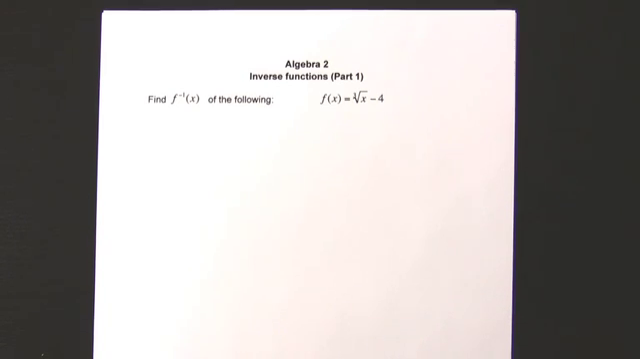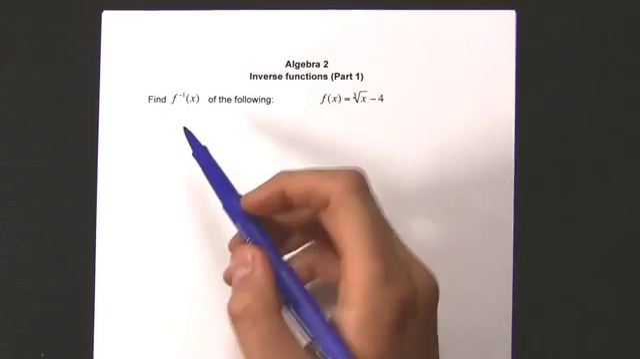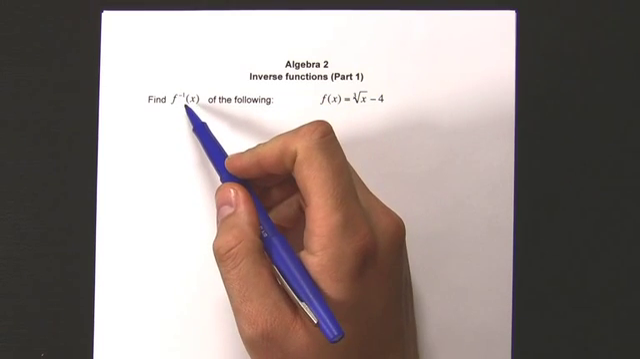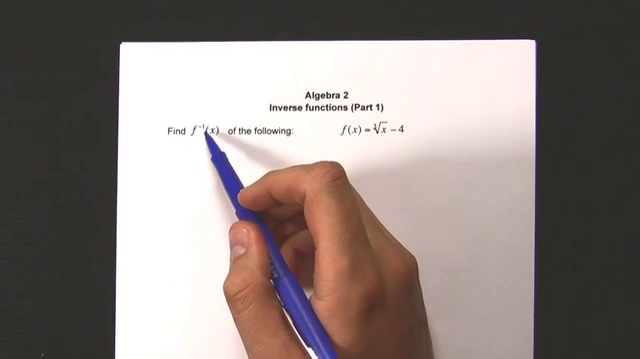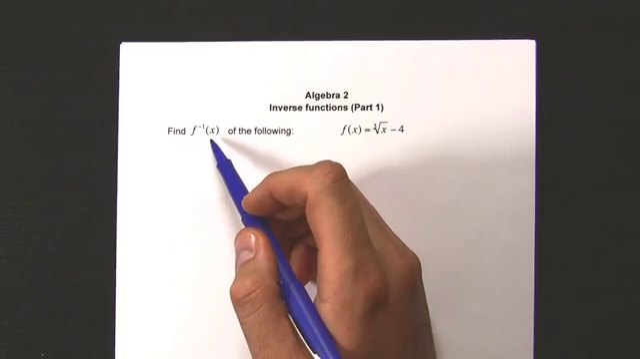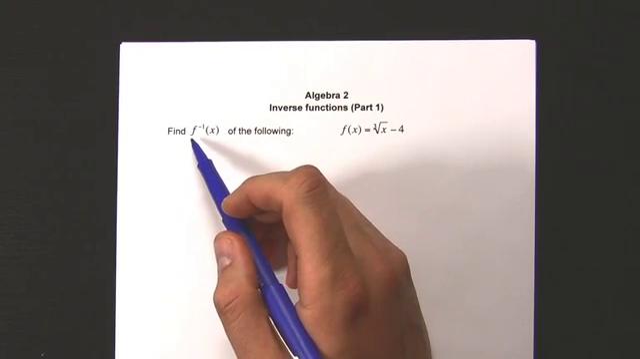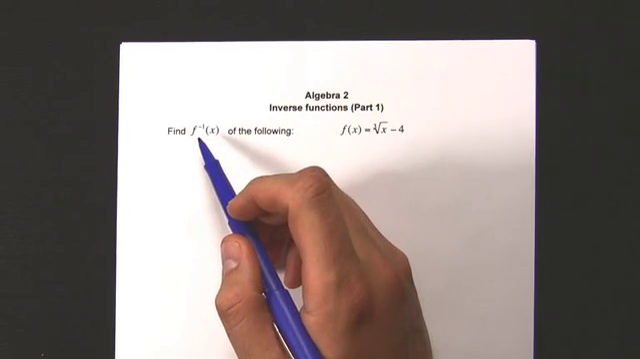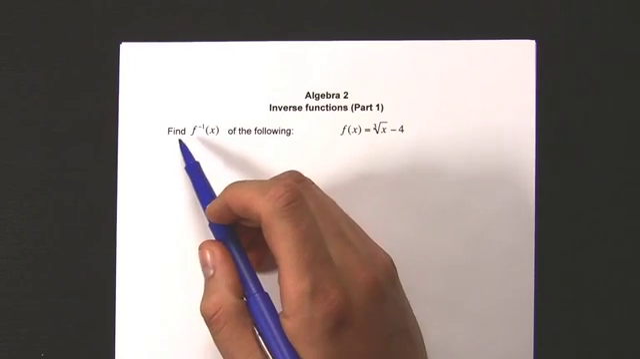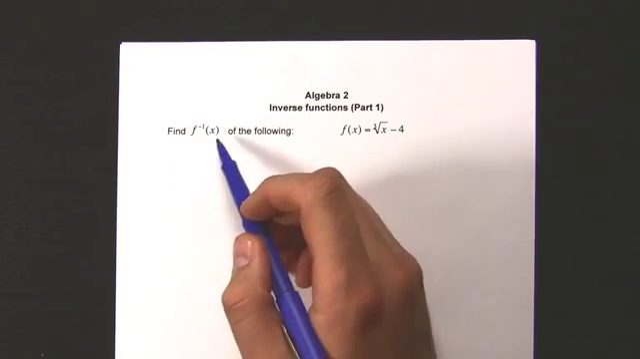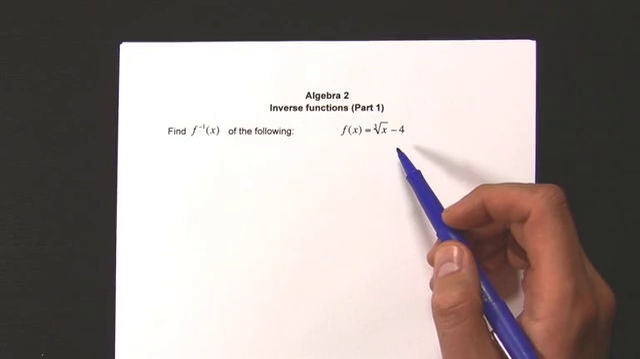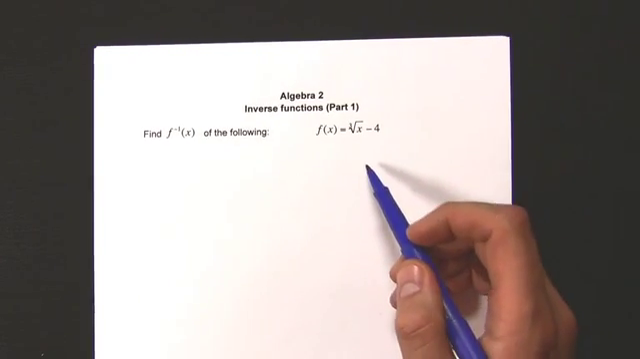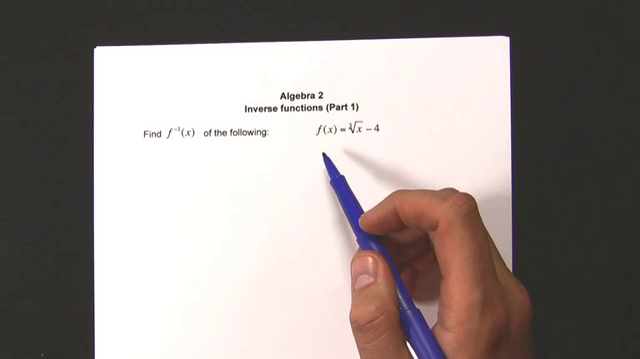Okay, here it is. Time to do some inverse functions. The first thing I wanted to tell you about with inverse functions is how do you know one when you see one? Take a look over here. It says find f with a little -1 up here. This is the way that mathematicians symbolize an inverse function. I would translate this as the inverse of f of x. So they're looking for the inverse of f of x of the following equation. We've got a function here, and I need to find its inverse.